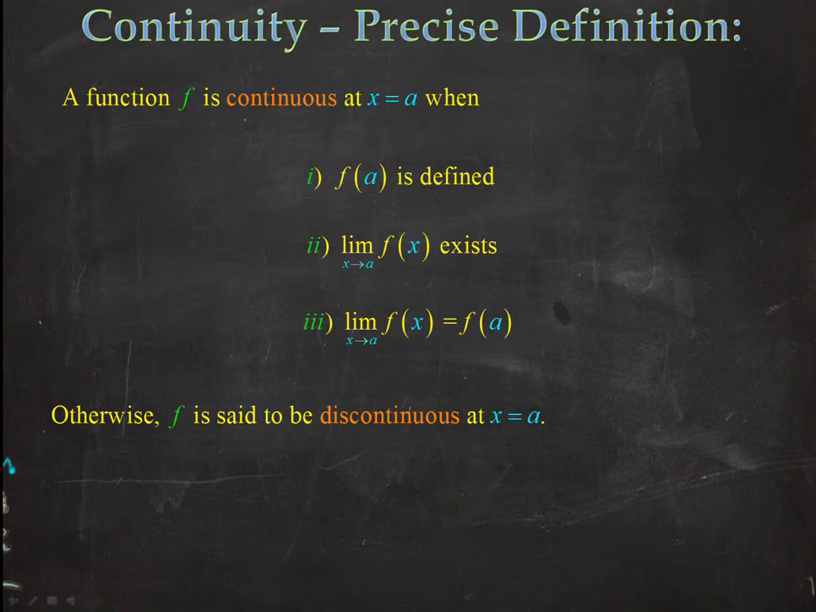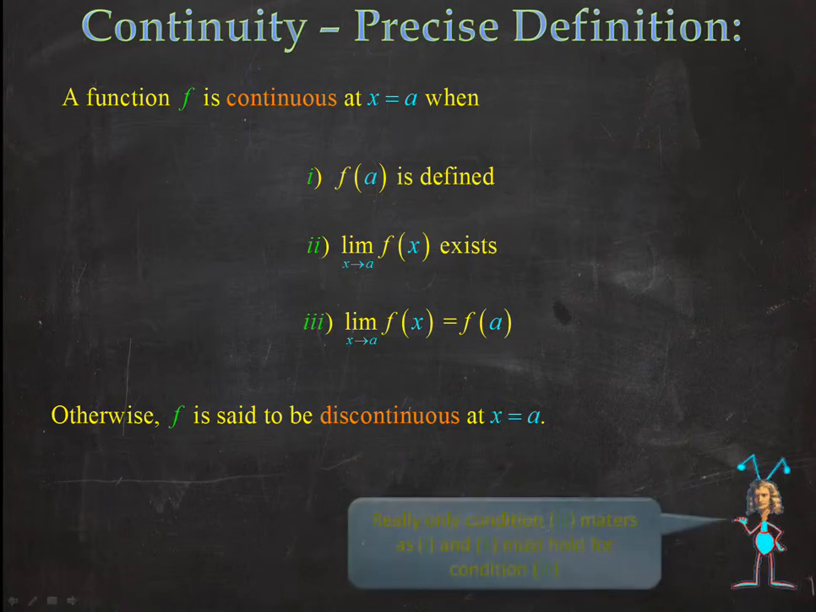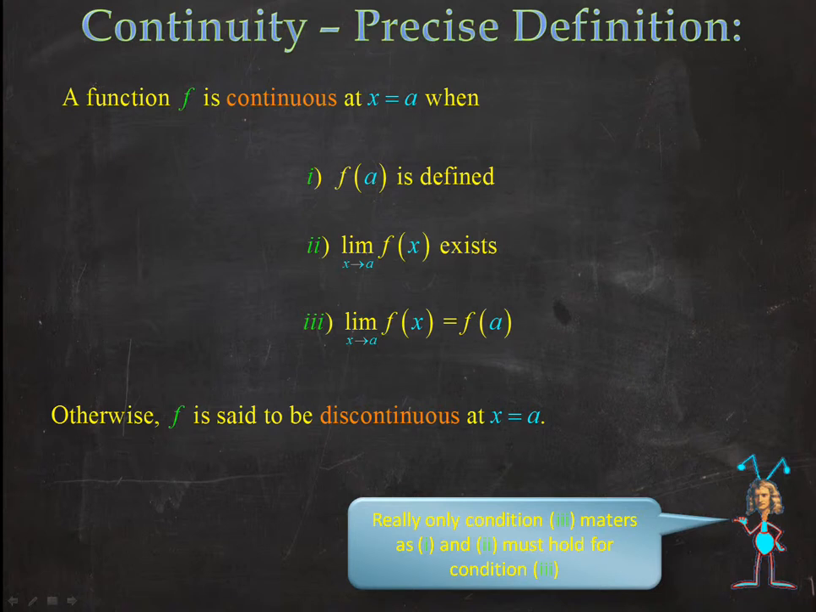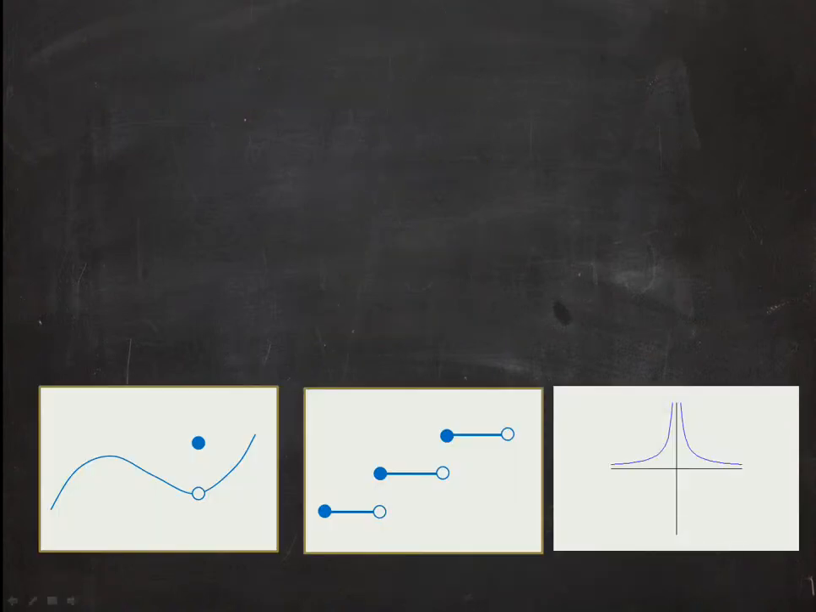Now, if you look at these three conditions, really only condition 3 is required because condition 3 requires condition 1 and condition 2. So let's look at some examples to see where visually it's easy to recognize that our graphs are discontinuous, but we'll compare our visual interpretation to the precise mathematical definition and compare the two results. So let's look at the first graph.